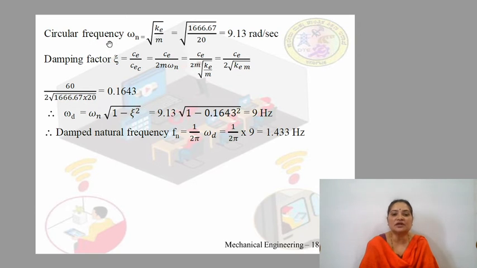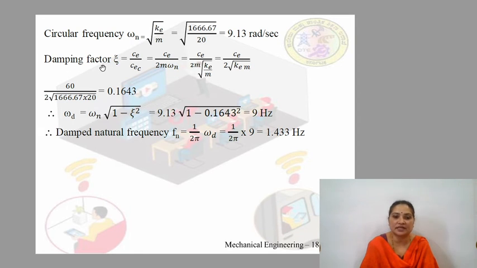Further, circular frequency omega n is nothing but square root of K by m. It is obtained by substituting the value of equivalent spring stiffness and the mass, which happens to be 9.13 radians per second.